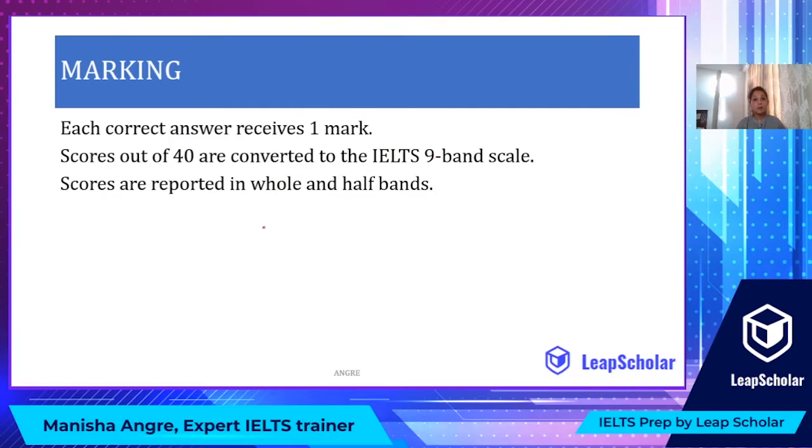Let's understand how the marking takes place. Each correct answer receives 1 mark. So there are 40 questions, therefore you have a total of 40 raw score. These 40 scores are converted into bands ranging from 1 to 9. However, there is no negative marking, so do not leave any question unanswered. The scores are reported in whole and half bands. That means you can receive 6, 6.5, 7, 7.5, 8, 8.5 and 9 bands.